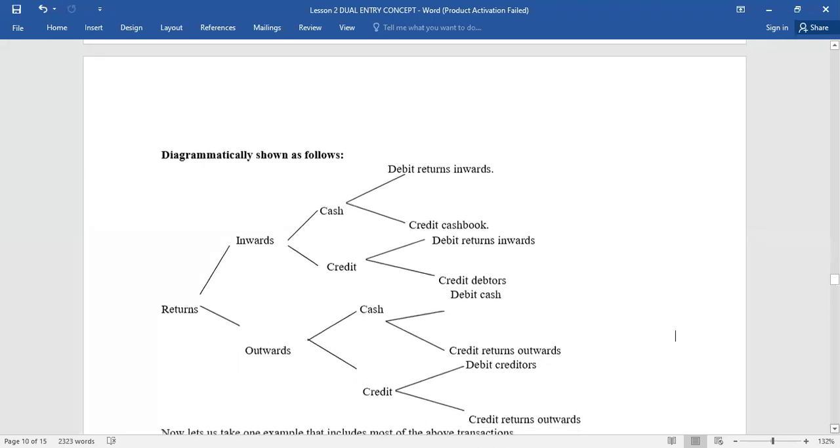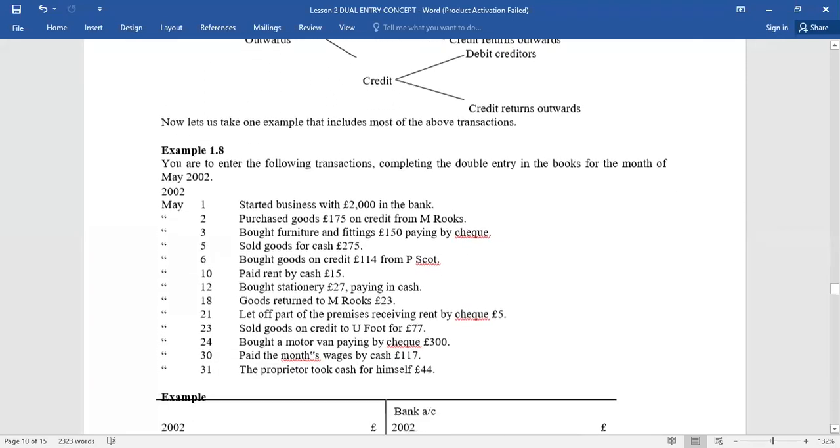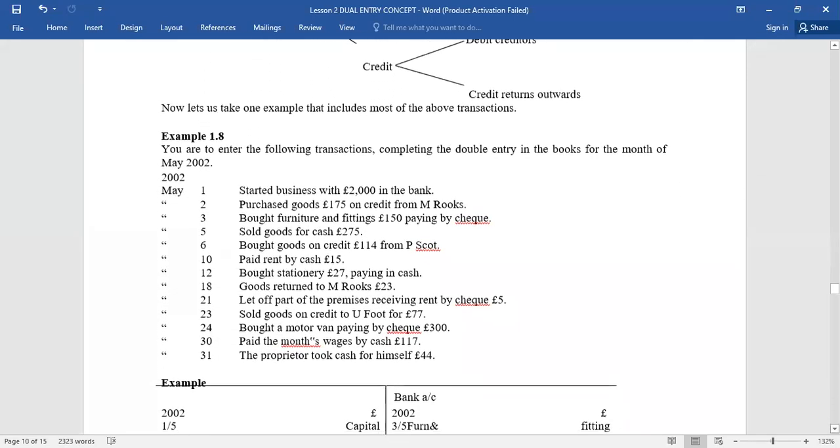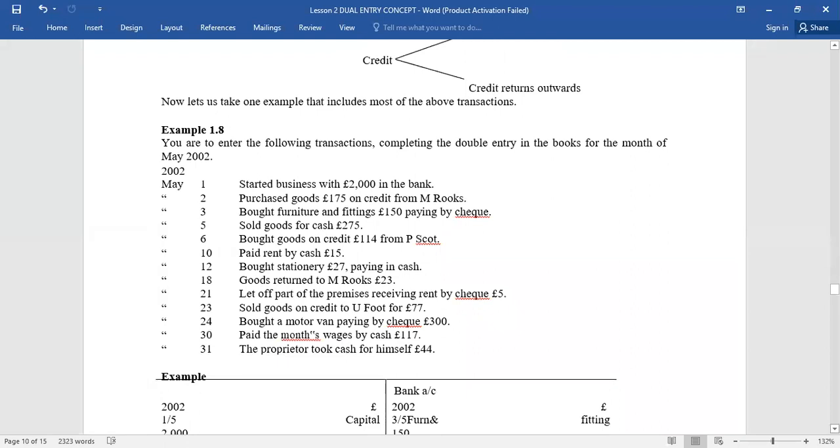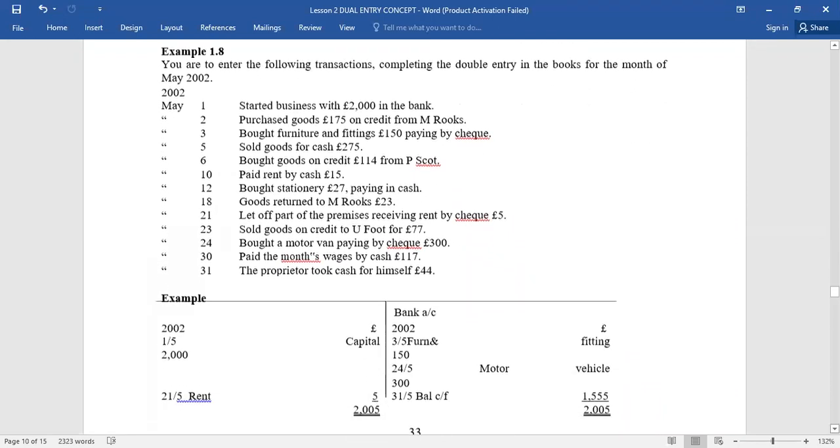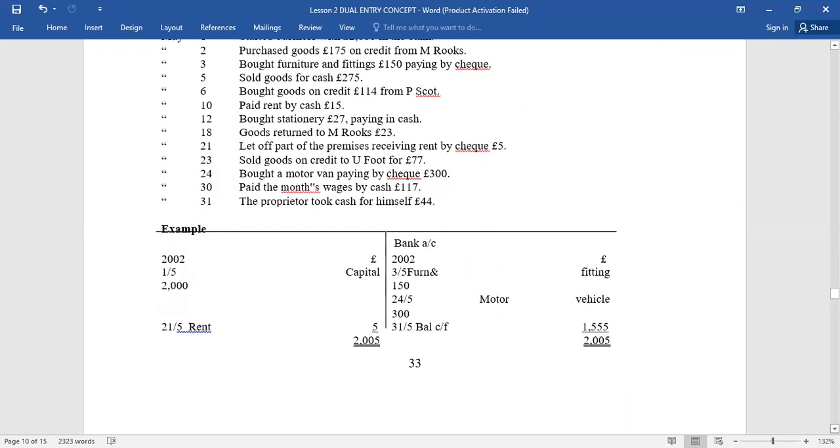I want to bring an example. So we have an example here. This is a worked example. I want you to go through the worked example.